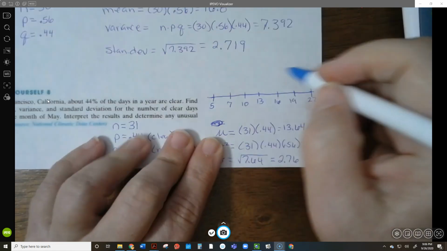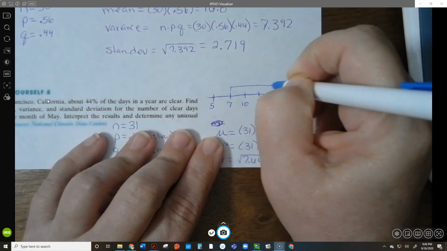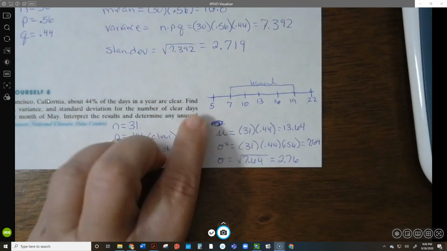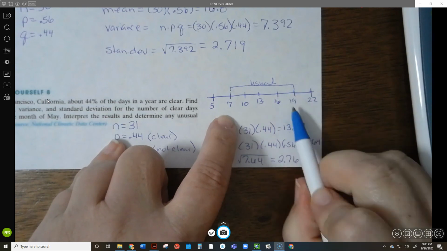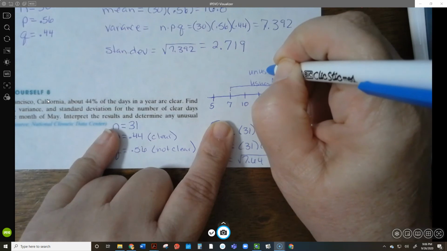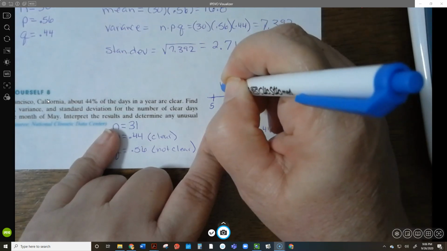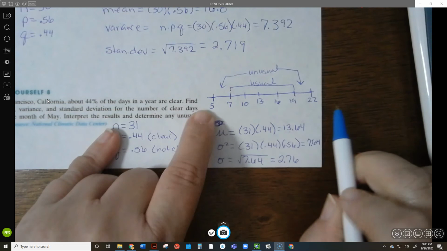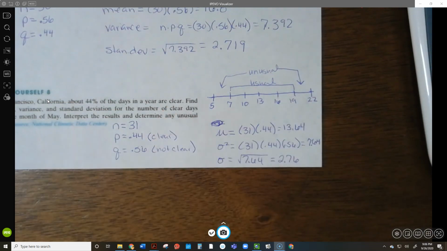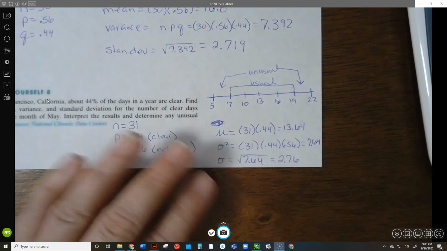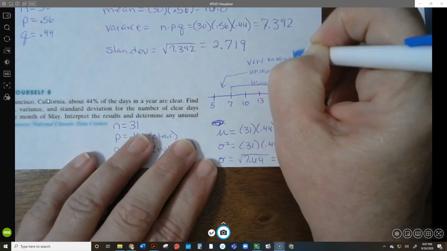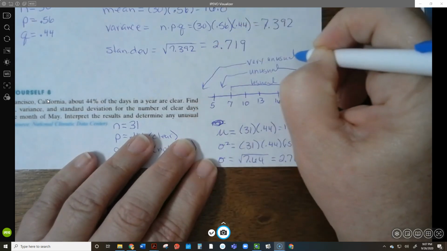So these are usual. These right here, 19 to 22, this is unusual, here and here. And then anything less than 5 or more than 22, that is very unusual, out here.